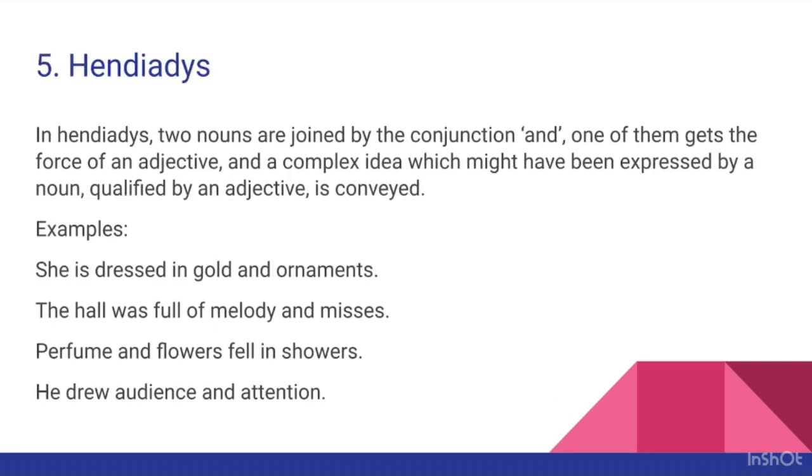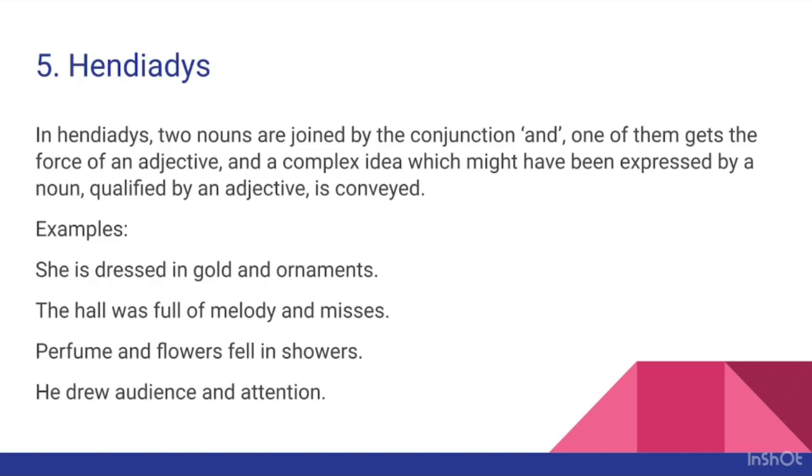Then I am moving on to the next figure of speech, Hendiadys. In Hendiadys, two nouns are joined by the conjunction and, and one of them gets the force of an adjective, and a complex idea which might have been expressed by a noun qualified by an adjective is conveyed. So, to put it in simpler words, there are two nouns connected by and. Now, one of the nouns gets the force of an adjective, and then a complex idea is generated, the idea which might have been expressed by a noun qualified by an adjective.